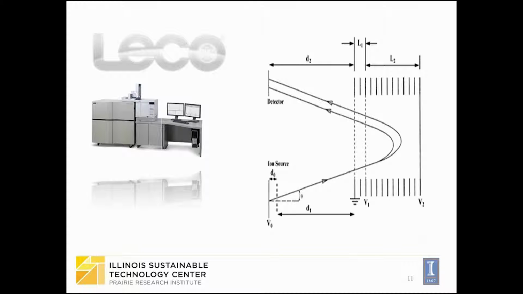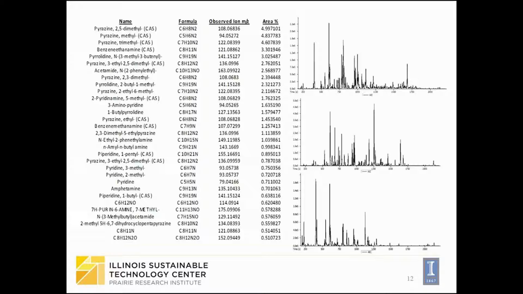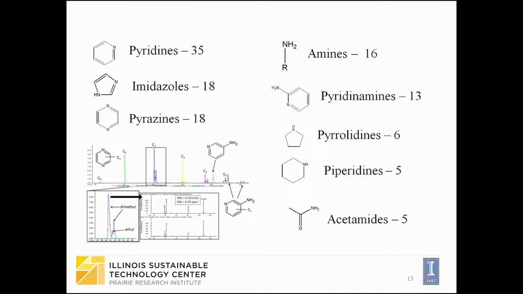So to characterize the hydrophobic portion of the sample, we enlisted the help of colleagues at LECO Corporation in St. Joseph, Michigan. They performed gas chromatography, time of flight, mass spectroscopy on the extracts that we obtained. And what we got is the base fraction alone contained 800 structures identified, and the vast majority of them were nitrogen-containing heterocyclic compounds, most likely from the degradation of proteins present in the algae. The major classes of compounds identified were pyridines, imidazoles, pyrazines, amines, and pyridinamines. And most likely the toxicity of this fraction is due to many of these compounds or their interactions.